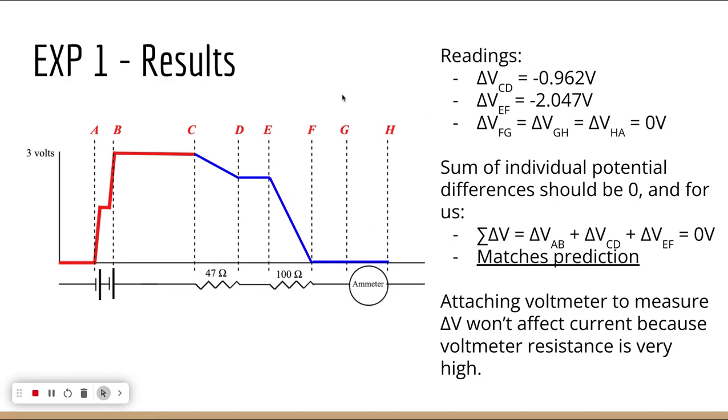Some results, once again, these resistance values are different. The readings we got here show that the loop rule is true. It matches our prediction. The sum of the potential differences across the components sums up to 0. You can see here, this drops by 1 volt, and then this drops by 2 volts, leading it to 0. And attaching a voltmeter to measure the potential difference doesn't affect current because the voltmeter has a very high resistance, so the current doesn't take that path.